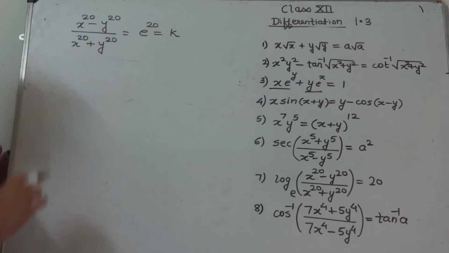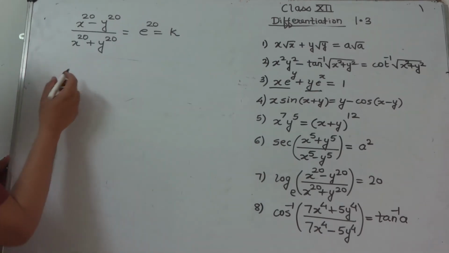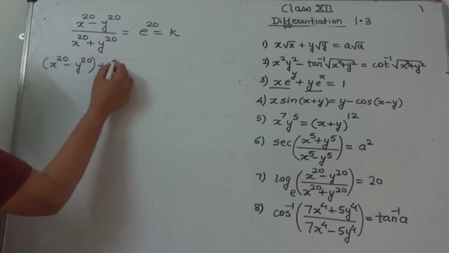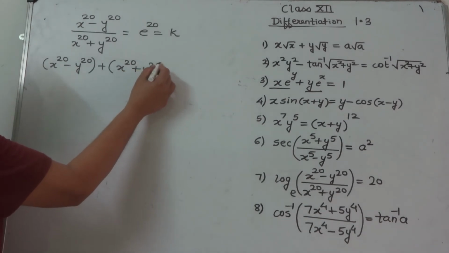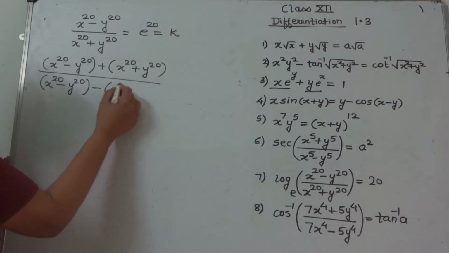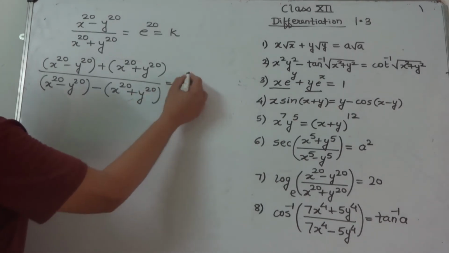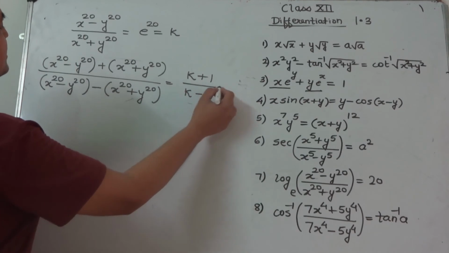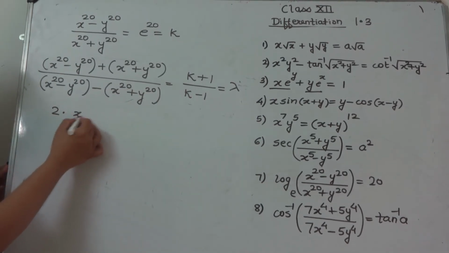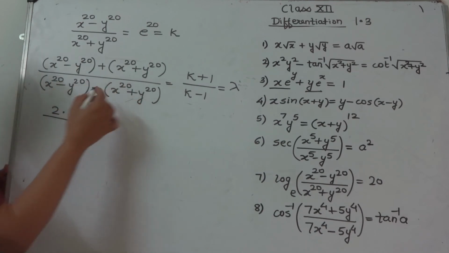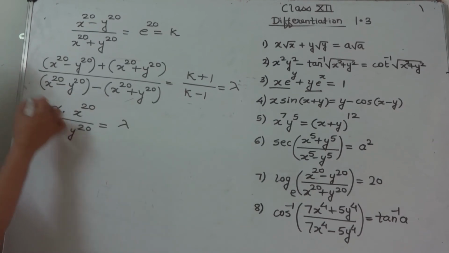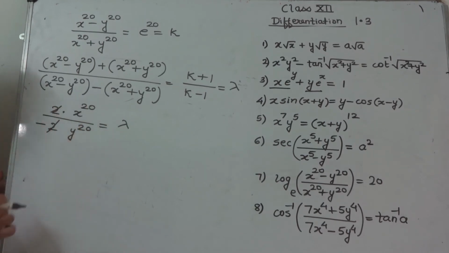Now again we have plus minus terms in the numerator denominator. So let us perform componendo dividendo. By componendo dividendo, what do we get? X raised to 20 minus y raised to 20 plus x raised to 20 plus y raised to 20 upon x raised to 20 minus y raised to 20 minus x raised to 20 plus y raised to 20 is equal to k plus 1 upon k minus 1, and we denote this by some other constant lambda. So on left hand side we get 2 times x raised to 20 upon, here x raised to 20 gets cancelled, minus 2 times y raised to 20 is equal to lambda. Cancelling this 2, we get lambda equal to minus of x raised to 20 upon y raised to 20.